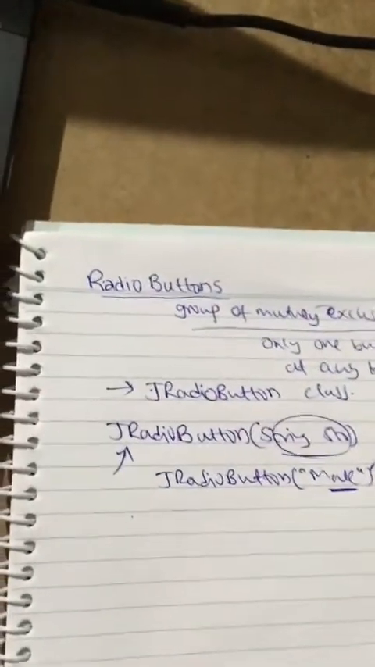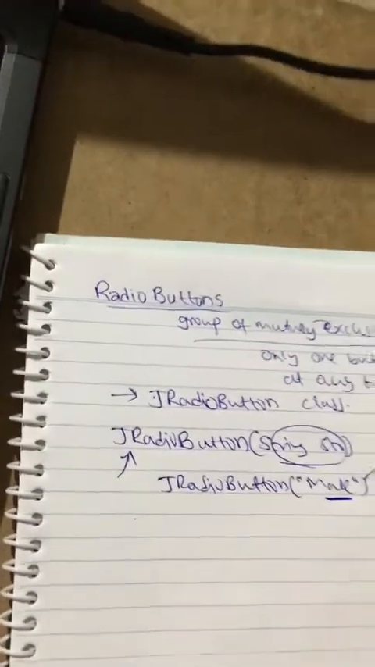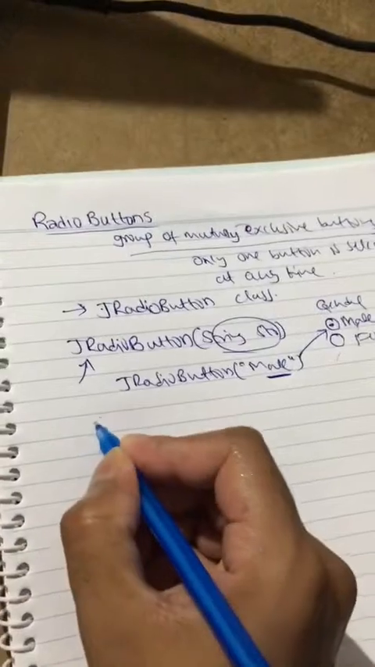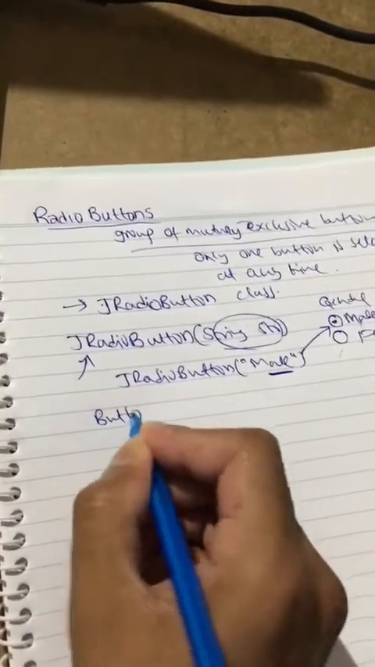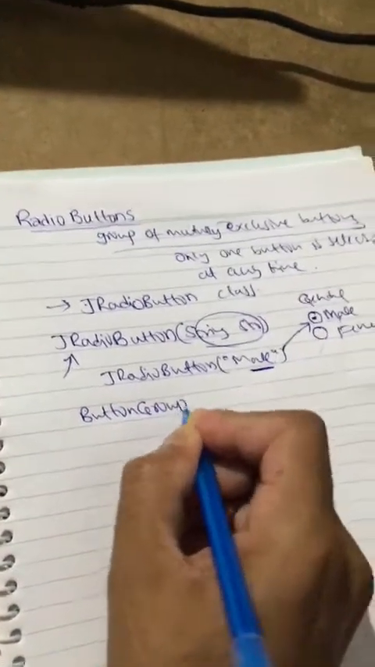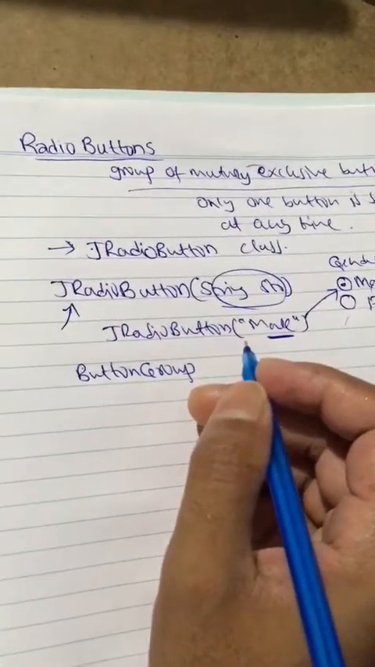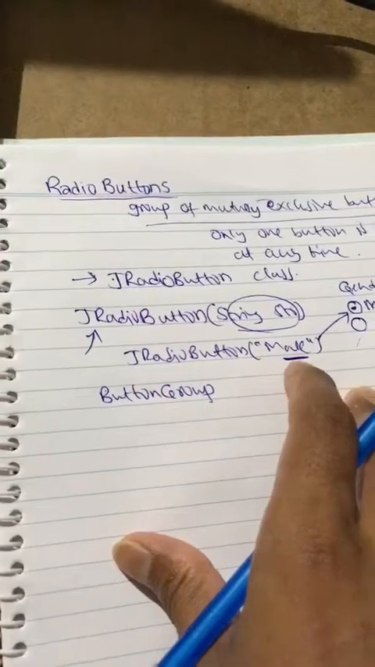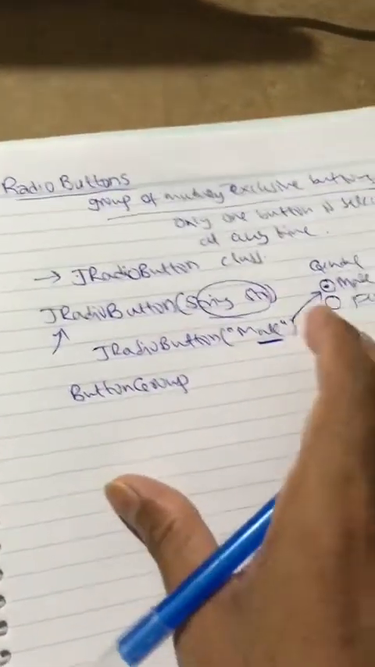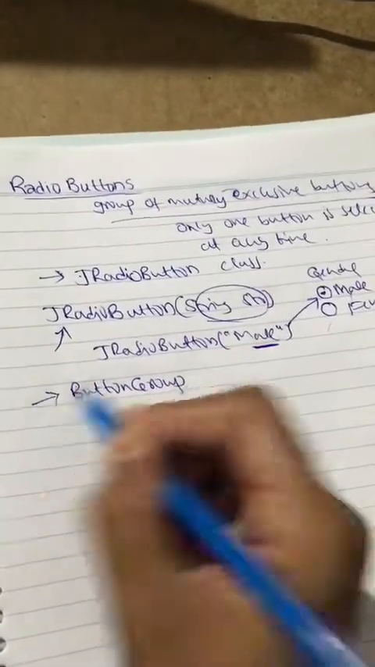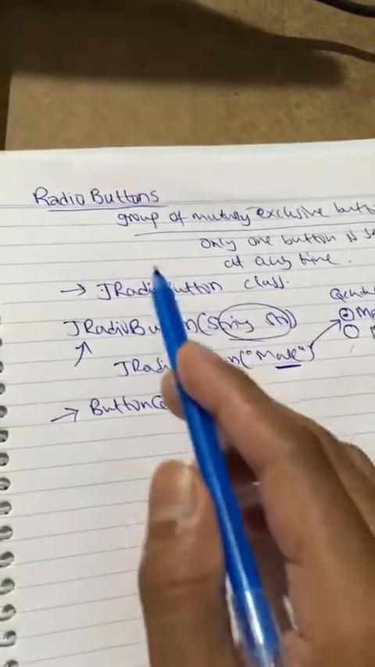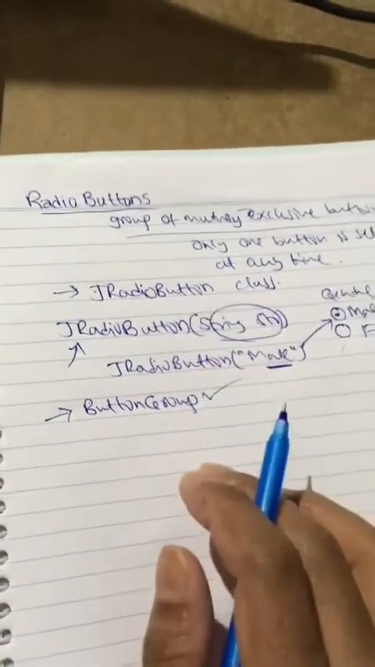So how do we create these radio buttons? Actually we create a button group. A button group is a collection of all the radio buttons. In order to achieve the mutually exclusive nature of radio buttons, we need to create a button group and add all the radio button elements to this button group.